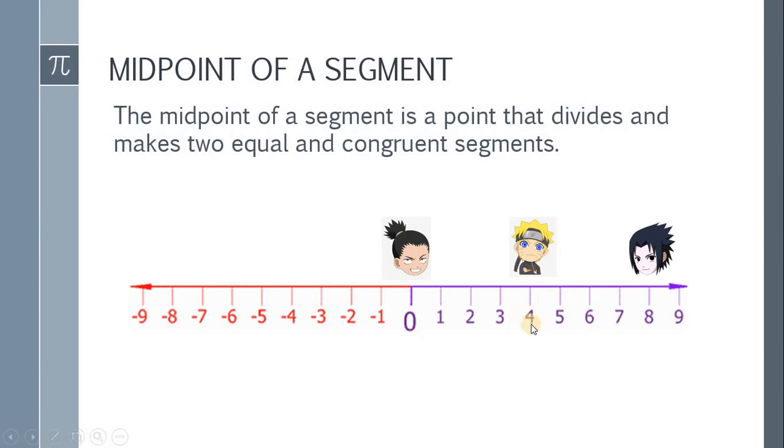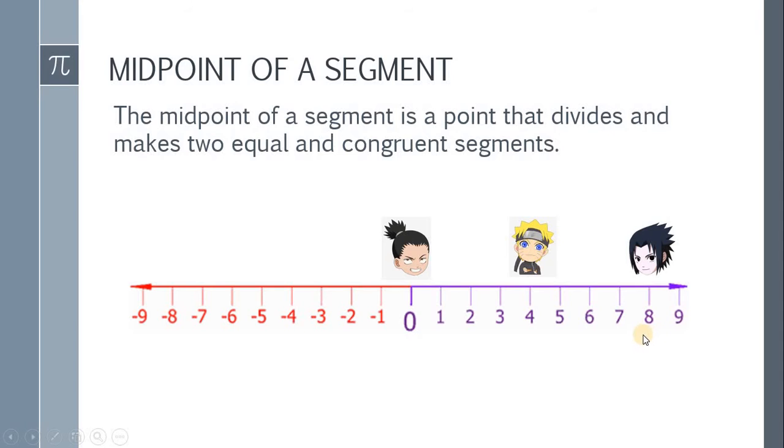Now, ang tanong, paano ba makukuha agad yung midpoint? So as you can see, yung distance ni Naruto kay Shikamaru ay 4 units at yung distance ni Naruto kay Sasuke is also 4 units. So meaning, yung 4 ay yung midpoint ng dalawa. Or in a sense, yung 4 yung midpoint ng 0 and ng 8.